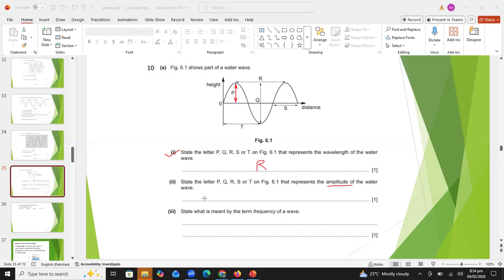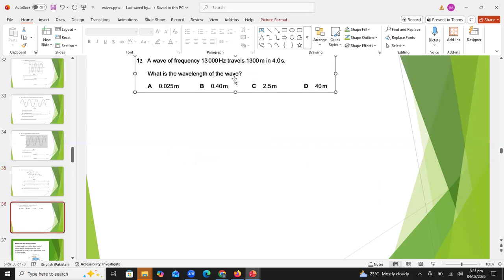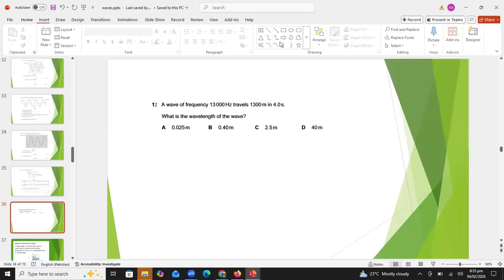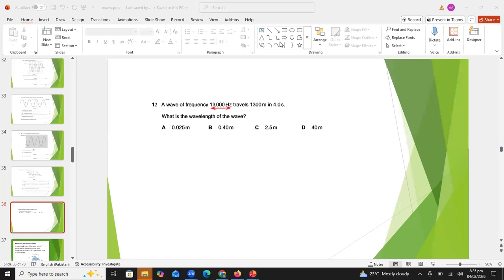Now you can see in the third part, they are asking the definition of frequency. So, students, the frequency definition is very important because in every paper they are asking about it. It is the number of cycles passing through a fixed point. Exactly, Hafsa. Alright, students. Now the last part is remaining, question number 12. They are asking about a wave of frequency 13,000 hertz. So you can see, student, they have given us the frequency, that is 13,000 hertz.